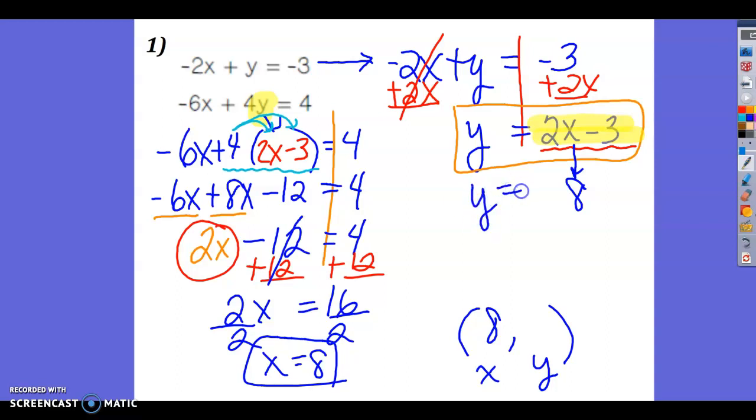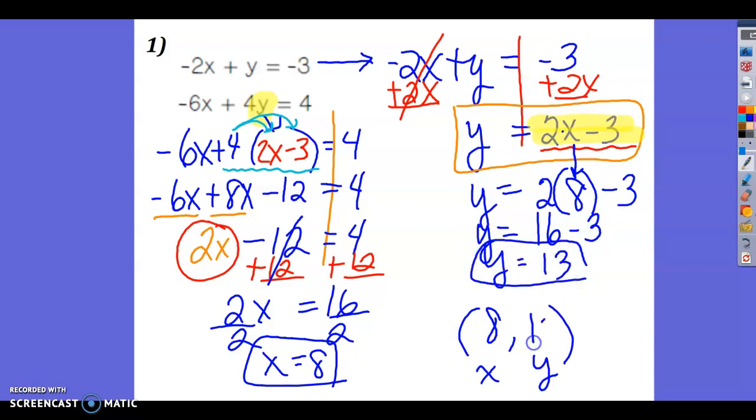So we can replace x in the equation with the number 8. So I have y equals 2 times 8 minus 3. Remember, the 2 and the x are multiplied if there's no symbol in between them. So this gives me y equals 16 minus 3, and 16 minus 3 is 13. So my ordered pair that is the solution to this system of equations is this point 8, 13.